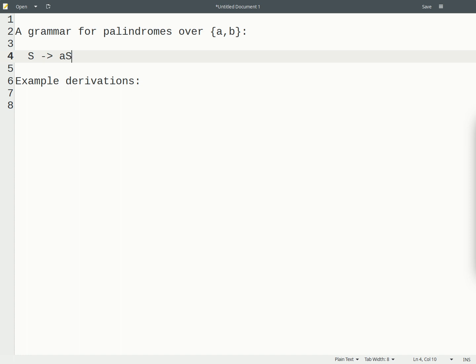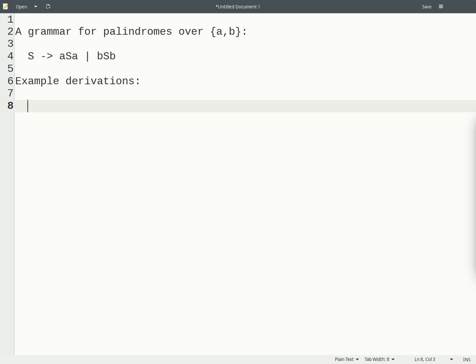So we make a rule, S can rewrite to ASA. Applying this rule will create an A at the front of the word and an A at the end of the word. And we want to be able to do the same with B, so we also generate BSB.